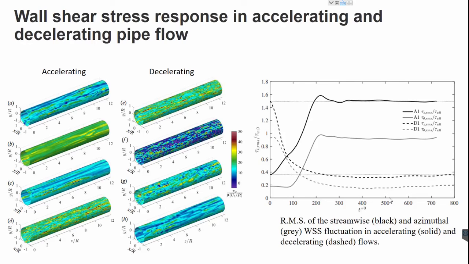So it's interesting, before getting to the statistics, to see the qualitative behavior in time. So an accelerating flow, or an initially turbulent flow which is accelerated, has this behavior. So this is the typical low Reynolds number turbulence, or the wall shear stress at the wall.